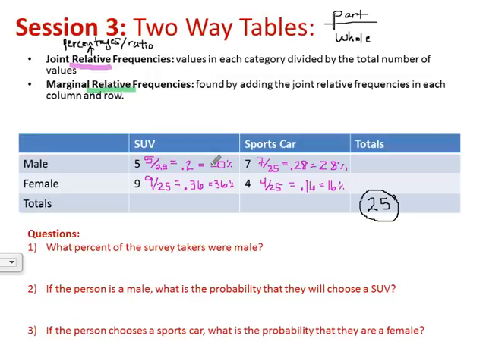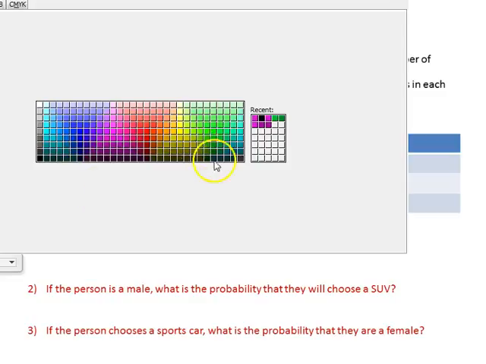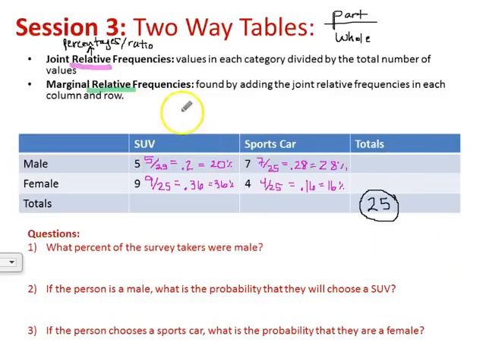So we've done the hard work. We've divided the category amount by the total amount to get the ratios, decimals, percentages. Now to find the marginal relative frequencies, remember our marginal relative frequencies are our totals. Focus on the totals. So all we need to do is add the joint relative frequencies in each column and row.